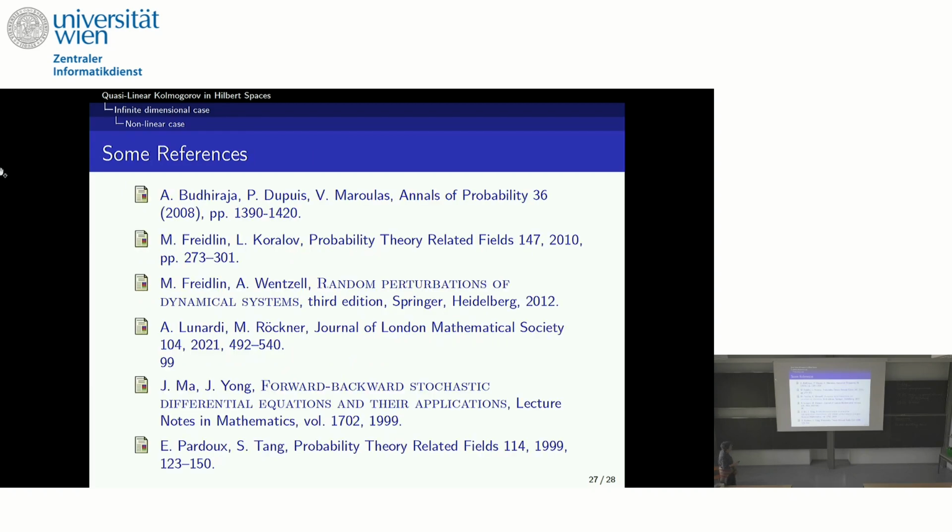Okay, some references. This is the paper by Dupuis where the weak convergence approach for the large deviation principle was introduced. This is the paper by Freidlin and Koralov, where the nonlinear perturbation in the finite dimensional case is treated. This is the classical reference for random perturbation, the book by Freidlin and Wentzell. I cite also this paper because we used a lot of the estimates made by Alessandra Lunardi and Michael Röckner, where they study Schauder estimates for Kolmogorov equations in infinite dimensions.